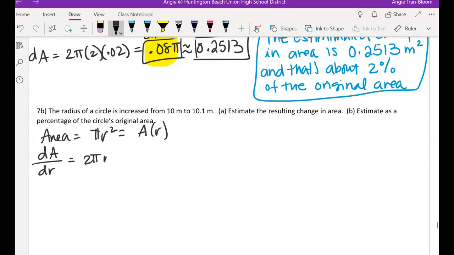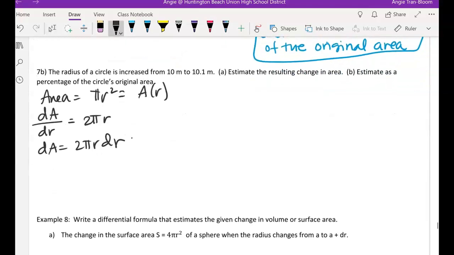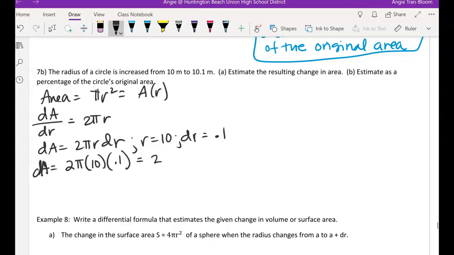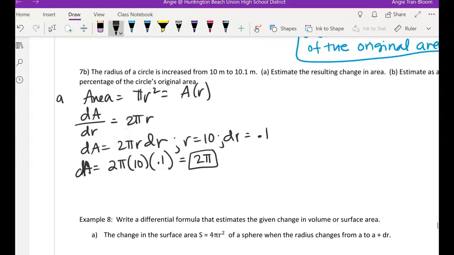So take the derivative, multiply both sides by dr, so dA equals 2 pi r dr. Your radius is 10, so I'm going to put in 10 for the radius, and dr is going to be 0.1, so dA equals 2 pi times 10 times 0.1. That will work out to be just 2 pi. And again, I'm going to write a complete sentence for both parts later, but let me just do the math first.